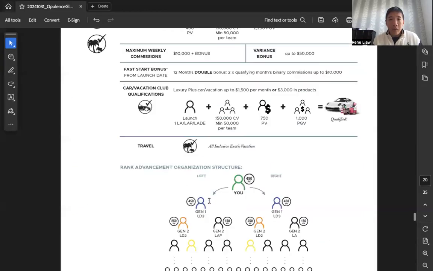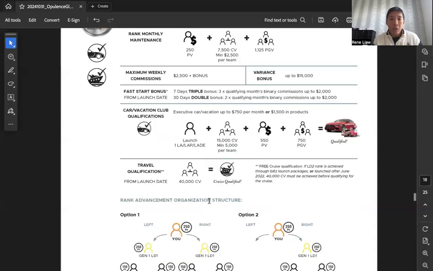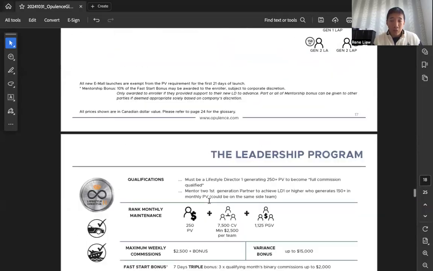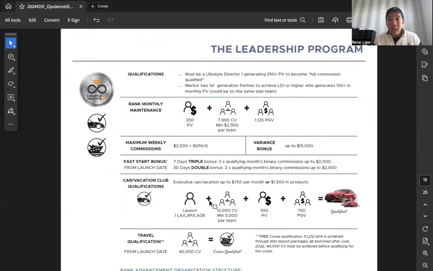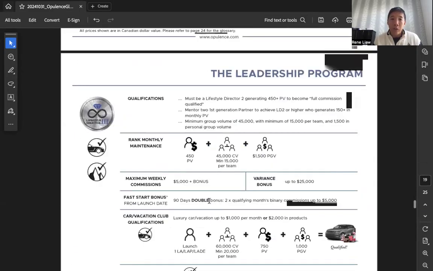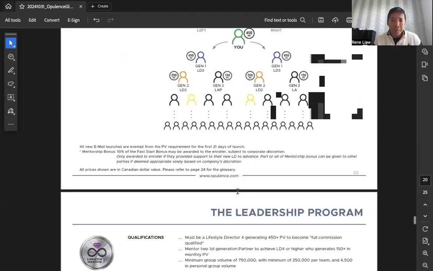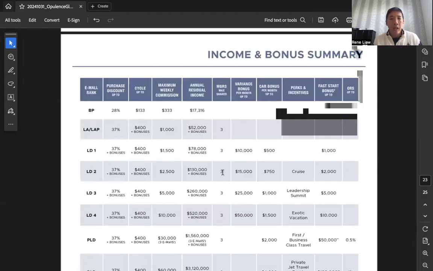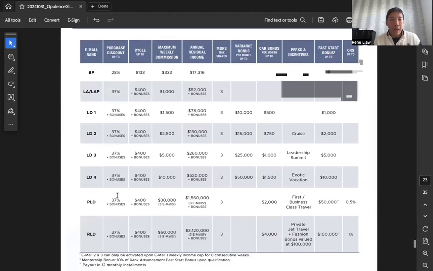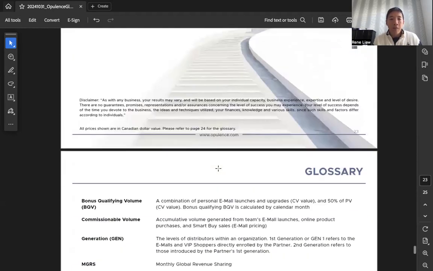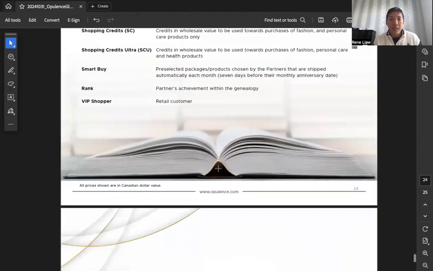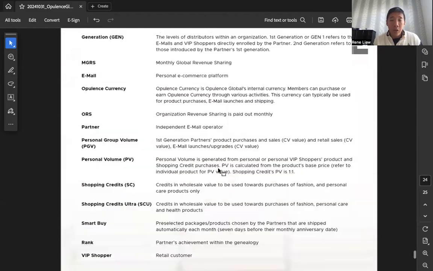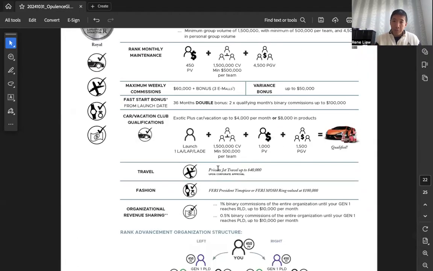So that covers how to rank advance from LD1, 2, 3 to LD4. Again, a good goal is to reach LD2 quickly, and of course LD3 to get onto that free Dubai trip with us all together. At the very bottom of this document, you will see the glossary and a summary of all the different packages and what you can earn. Of course, you have the glossary of definitions. And again, it's been my honor and pleasure and privilege to share with you the Opulence Global compensation plan.